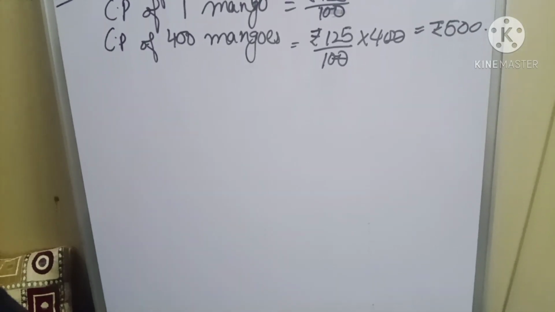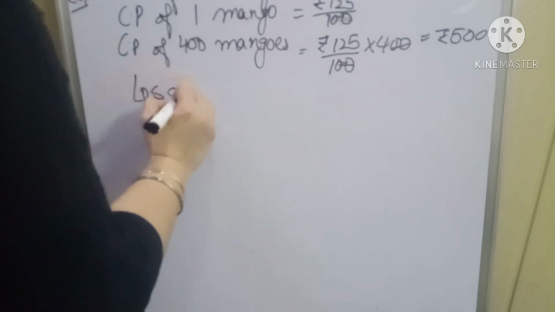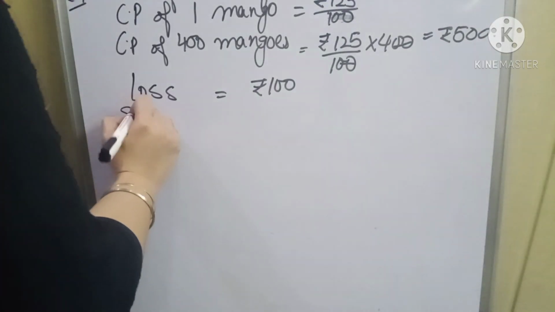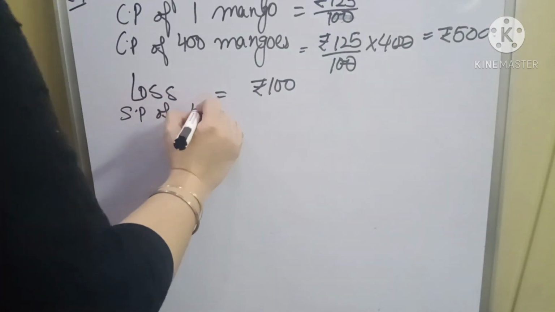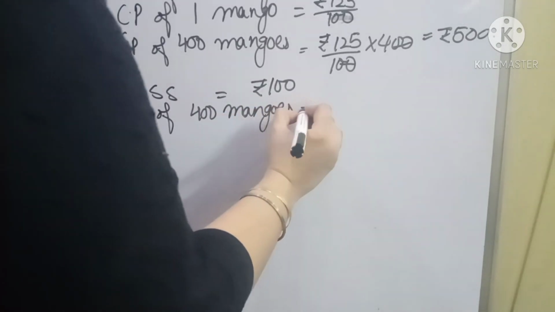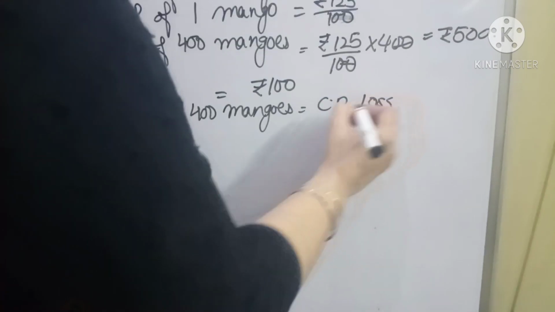We have a loss equal to rupees 100. Now SP of 400 mangoes is equal to CP minus loss.